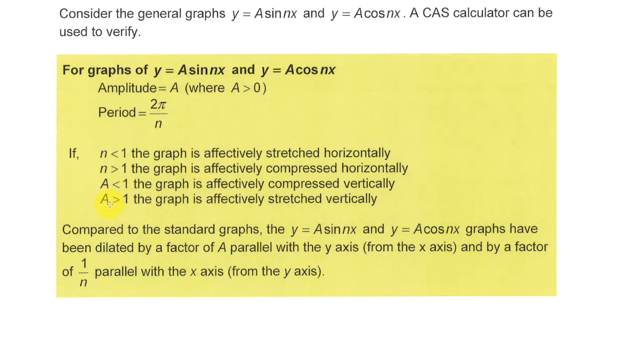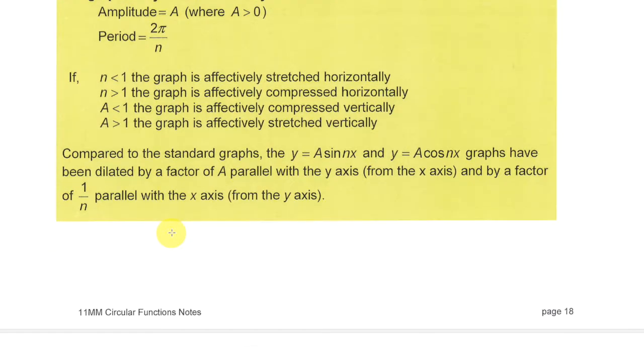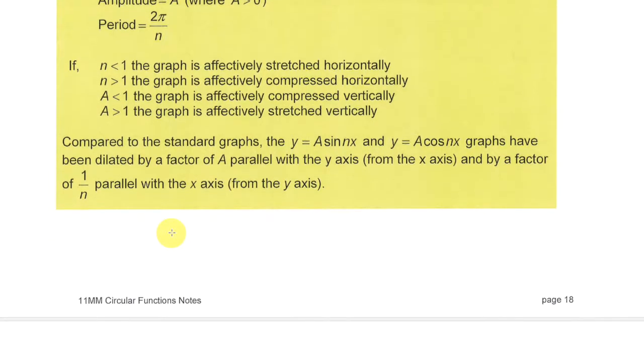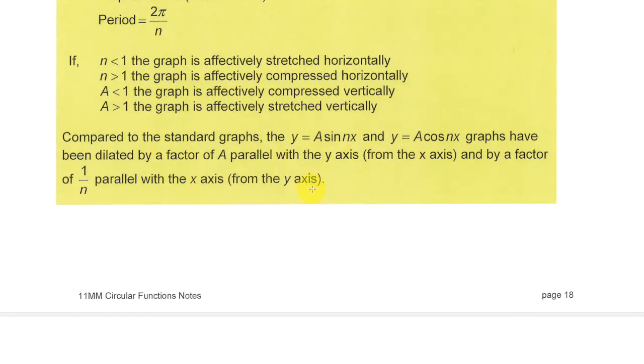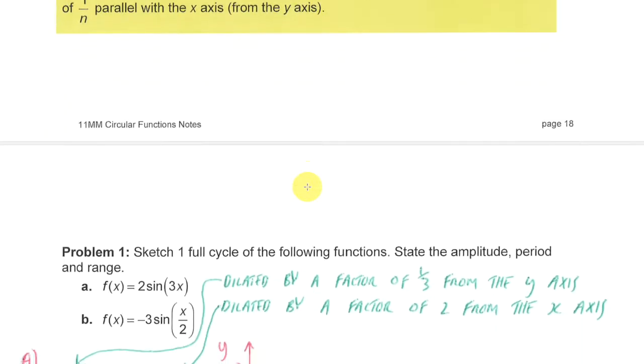Same thing applies for a. This shouldn't be too difficult for you given all the work that we've done previously on graphs. If a is a value greater than 1, then we're stretching it vertically, and if it's less than 1, then we're compressing it vertically. And the dilations, we describe those in the same way we did with all our other types of graphing.